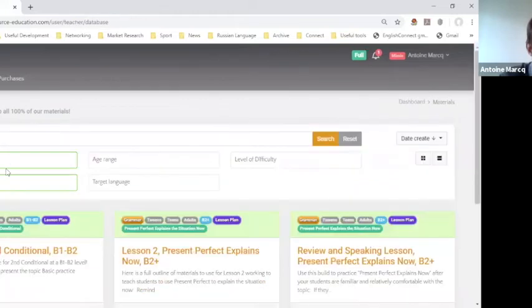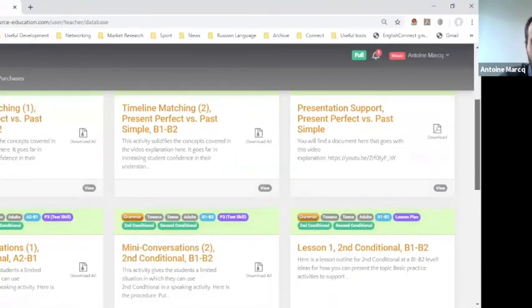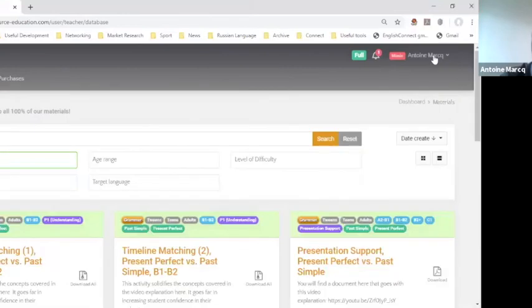Let's get back to our materials. Look, I'll take lesson plans out of the equation. Remember, this is a good way to filter as well. Remember that here you can filter by date created. That's simply what I did because right now I know we're going to talk about the latest activities.